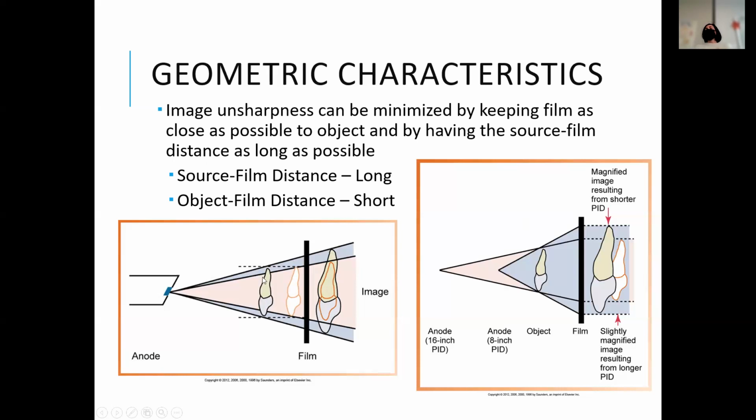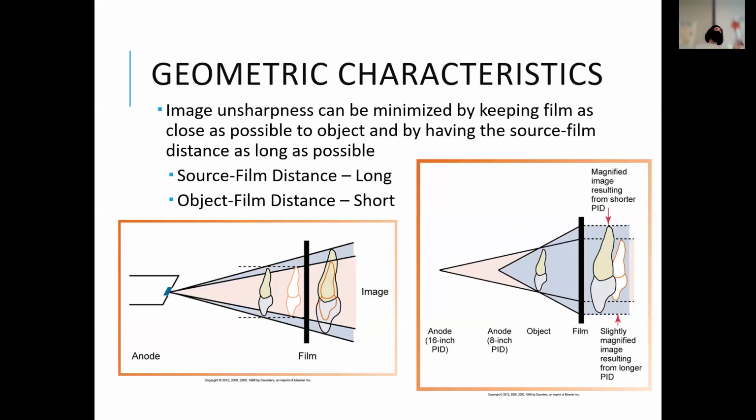So if the tooth is farther away, you're going to get a larger image. And if the tooth is closer to the actual film, you're going to get a more accurate interpretation of the actual size of the tooth. So you want to keep the object close to the film. The tooth is the object. The film is your sensor.